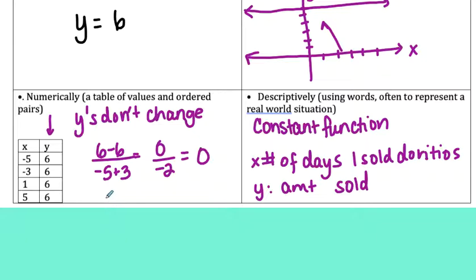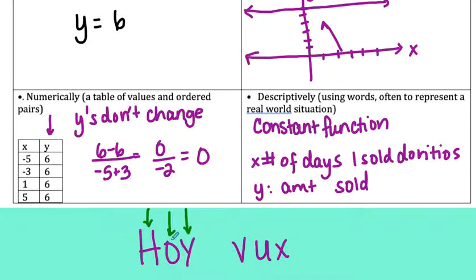All right, so just as a quick reminder, we've used that mnemonic phrase HOY VUX to help us remember the little special things about those horizontal and vertical lines. A horizontal line has a zero slope. Its equation is y equals a number. A vertical line has an undefined slope, and its equation is x equals a number.